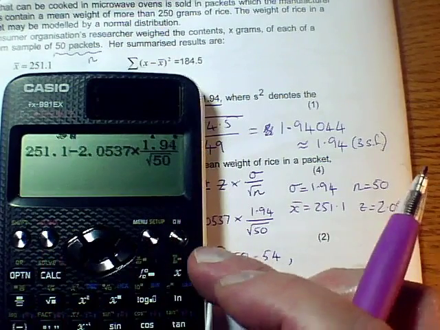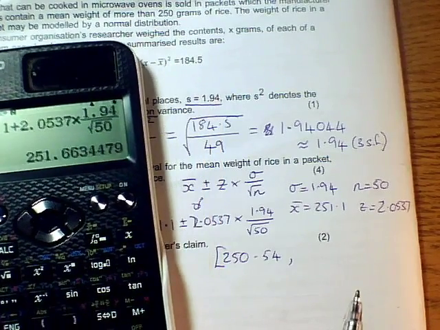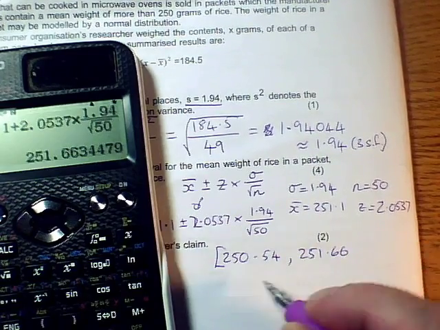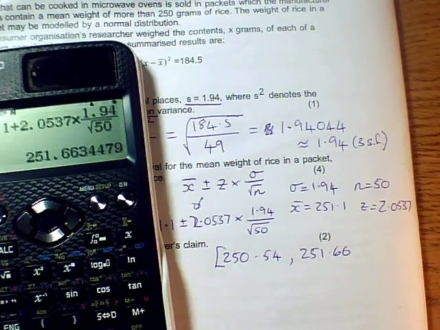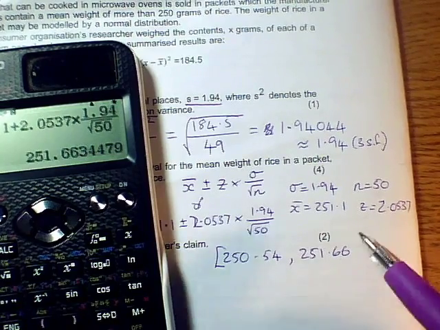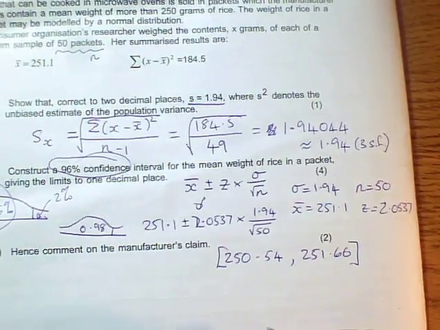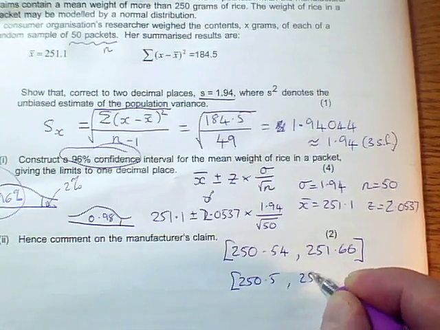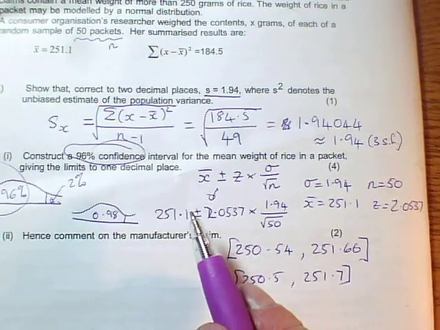And for the upper limit, that was exactly the same thing, but with a plus there. So that's going to give me 251.66. Now when they're quite close together, you can see that actually having the extra significant figures helps. I wouldn't actually round this one to 3 significant figures because I'm going to the nearest whole number. So I might even leave my answer like that. Oh no, it says give the limits to 1 decimal place, so I need to do what I'm told. So that's 250.5 to 251.7. So there's my confidence interval.